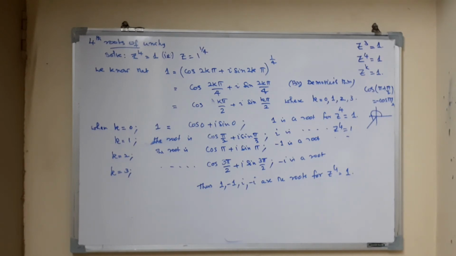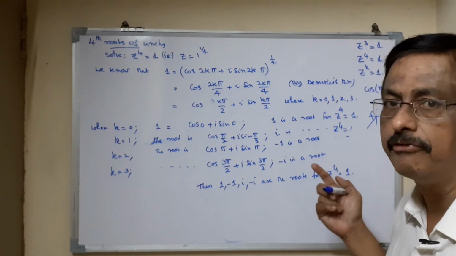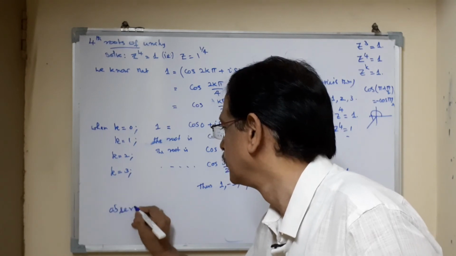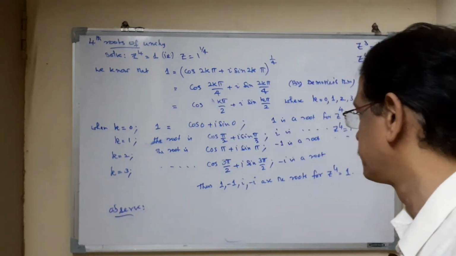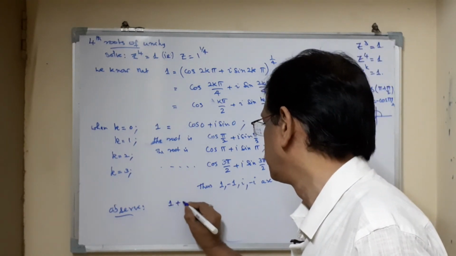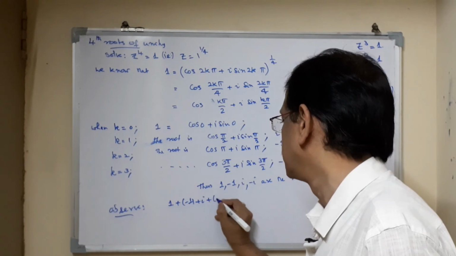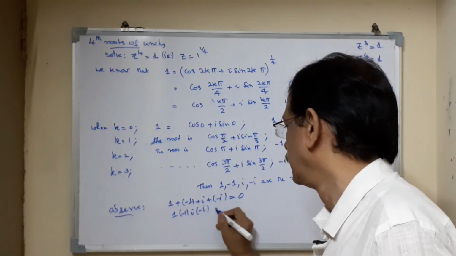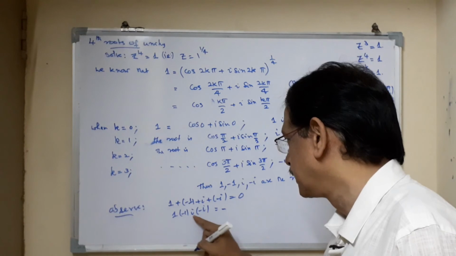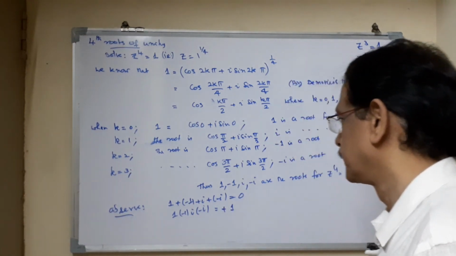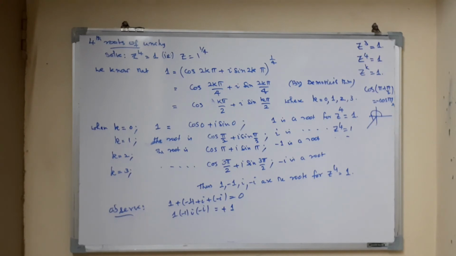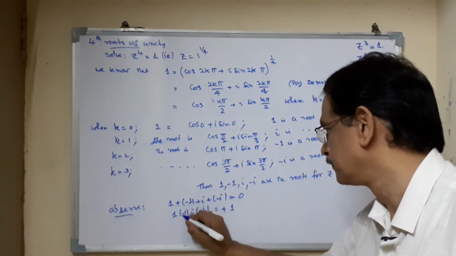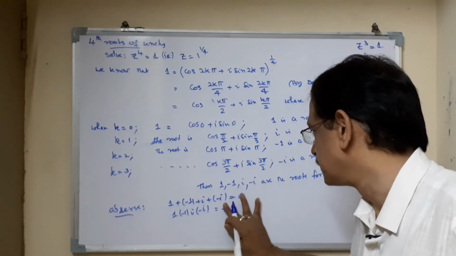Obviously, if you solve z power k equal to 1, you will have k roots. That we have already discussed. Let us see an observation. What is the sum? 1 plus minus 1 plus i plus minus i, which is 0. And what is the product? 1 into minus 1 is minus 1. Then i into minus i is minus i square, and i square is minus 1, so this is 1. Carefully look at this: minus 1 into 1 is minus 1.